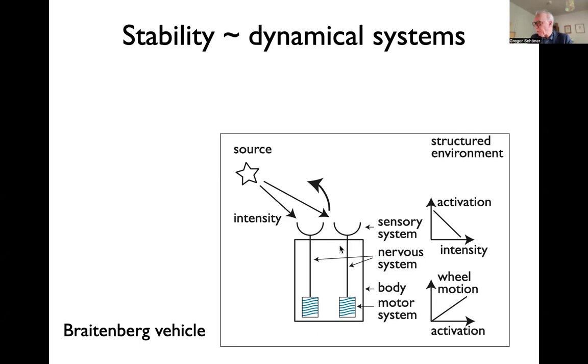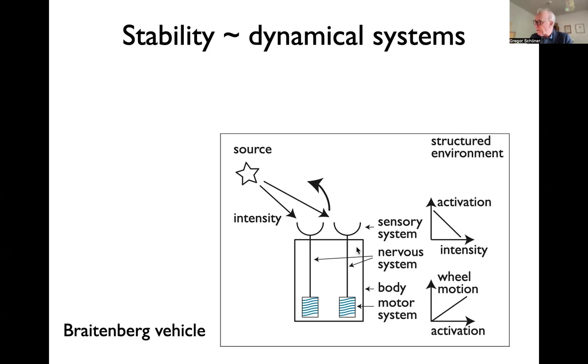And it has a body. The body connects mechanically the sensors to the motor system. So when the motor system, the wheels, move, the sensors also move. And that is what makes it a vehicle. So these are four things: sensors, nervous system, body, and motor system. And the fifth thing is that you're in a structured environment, where the sensory information that the system is sensitive to is structured in some way.